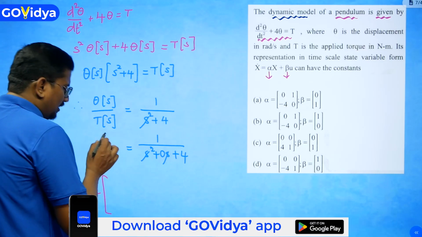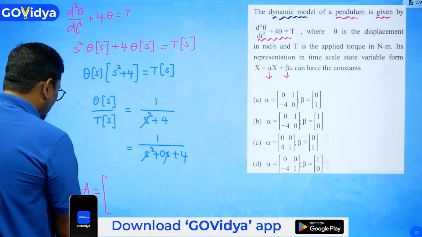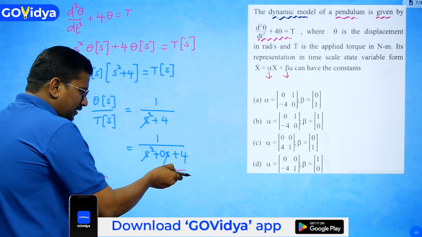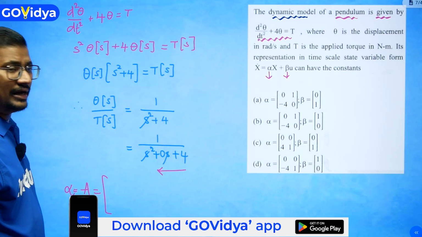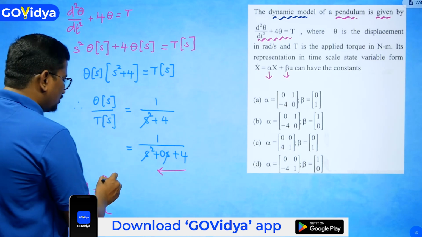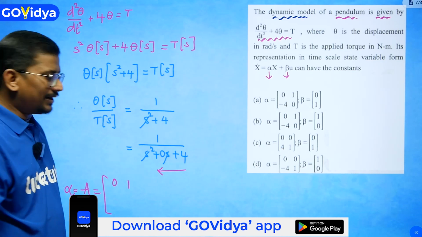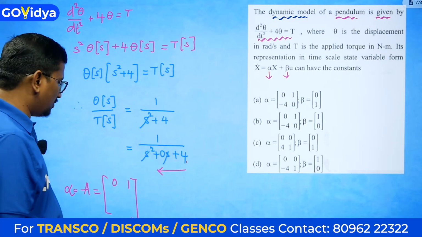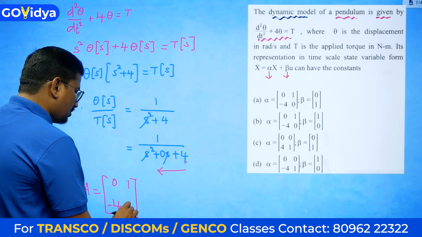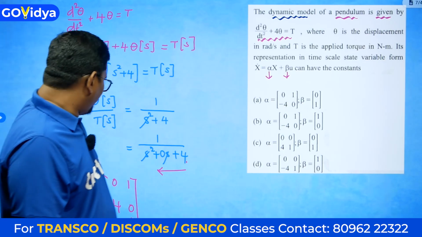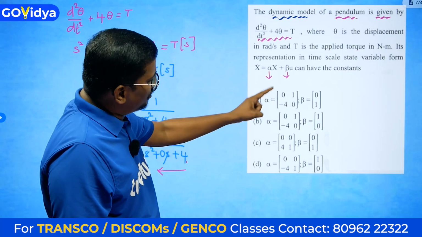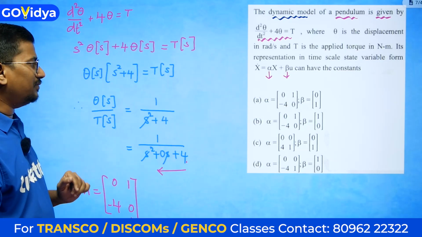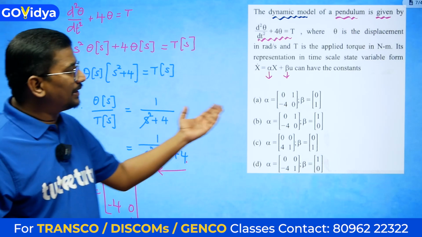Here is how we represented alpha. Now I'll write it like this: alpha is equal to A is equal to, we will go in reverse engineering, right? With the negative sign, like change in the polarity. So 0, 1 is the first row. We know that. What about the remaining? Minus 4 and 0. So fortunately 0, 1, minus 4, 0 is available in A and B options. So now the only thing which is available for us is the beta.